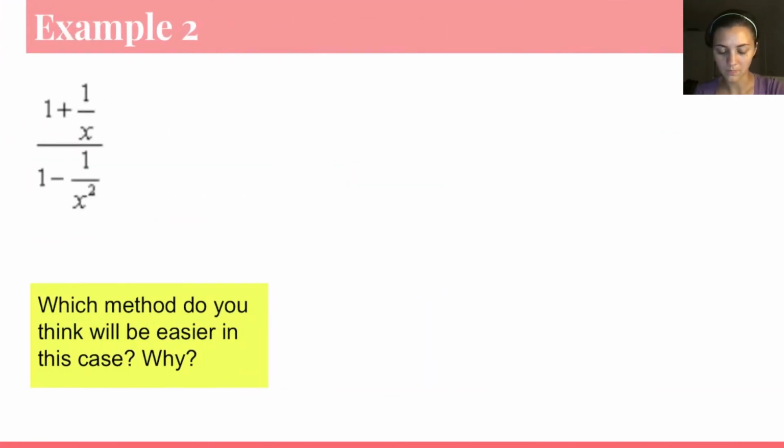The next problem is a little bit trickier. So this is still a complex fraction, but you see it's not just a fraction over a fraction. It has these plus ones with it too. So it has other terms that are being mixed in. That makes it a little bit more complicated. So in this case, which method do you think will be easier?